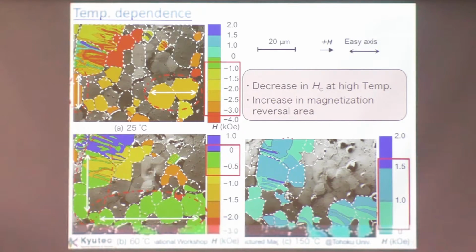So we can see the decrease in the coercivity at elevated temperature. And the simultaneous reversal area increased with increasing temperature. We can obtain interesting data. So magnetic domain observation can be used to investigate the thermal stability of the neodymium iron boron magnet.